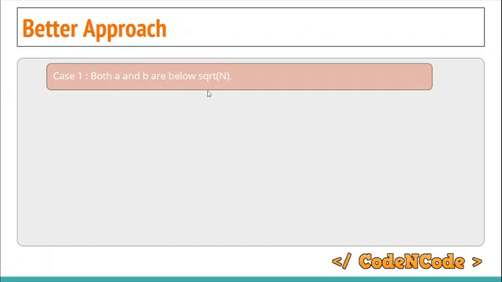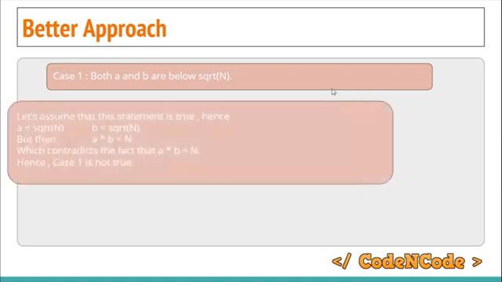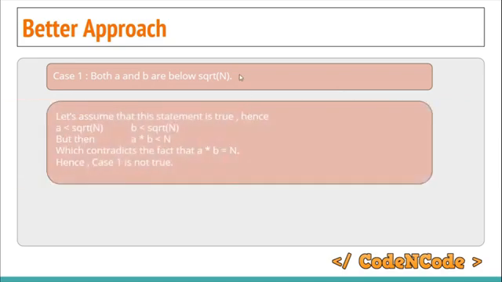First take case 1, where both a and b are below square root of n. So we would prove it by contradiction. So let's assume that this statement, that is case 1, is true. Hence a is less than square root of n and b is less than square root of n. But if this holds, then a multiplied by b would be less than n, which contradicts our statement that a and b multiply to n. And we reach this contradiction because the assumption that we made is actually wrong. Hence this statement is actually false.